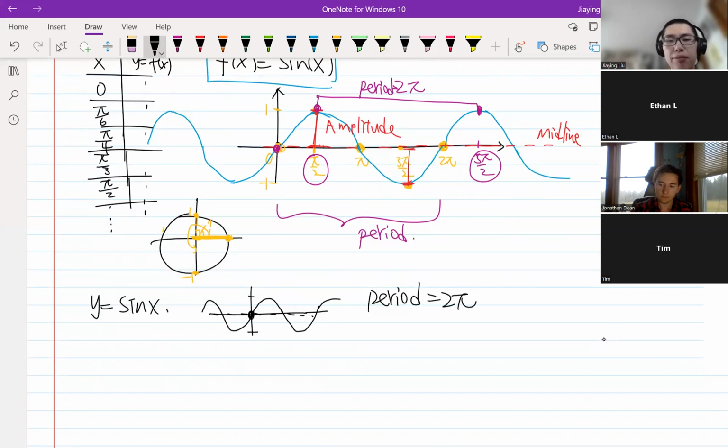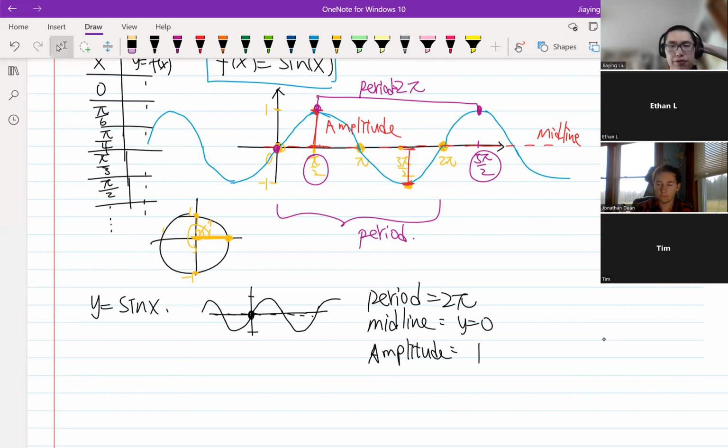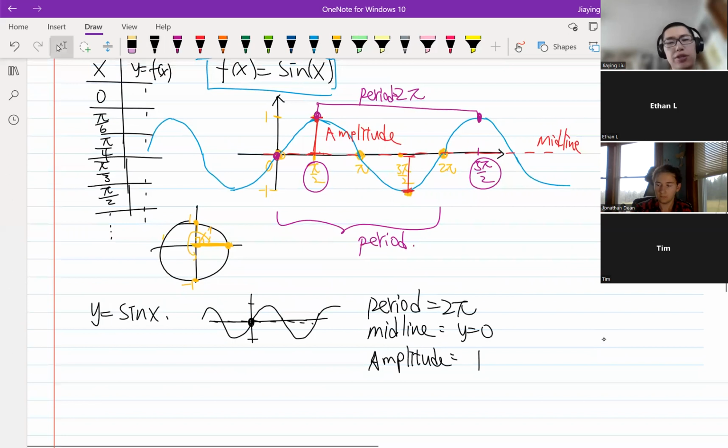The midline is y equals 0. The amplitude is 1. So those are the three things that are most useful for this particular graph. And then I'm just going to give this to you. I'm not going to actually do the drawing.